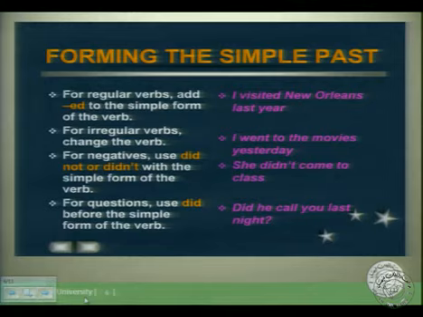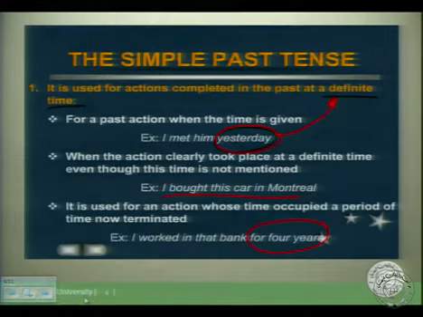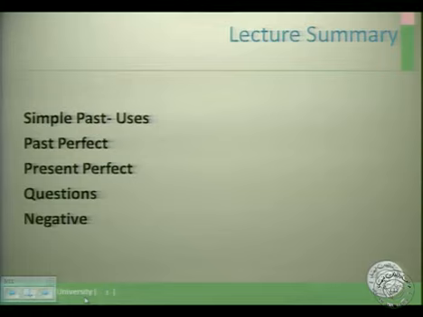Here are some forming and spelling rules. For regular verbs, add ed to the simple form of the verb. I visited New York, or is it New Orleans, last year. For irregular verbs, it is very difficult. You have to memorize them. We cannot add ed. For example, we have buy. We cannot say buyed. No, we say bought. You see the examples here? Bought. We did not say buyed. Buyed is not correct.